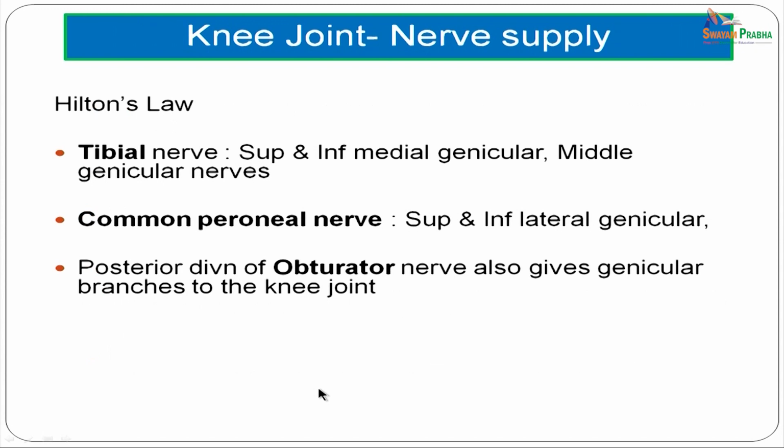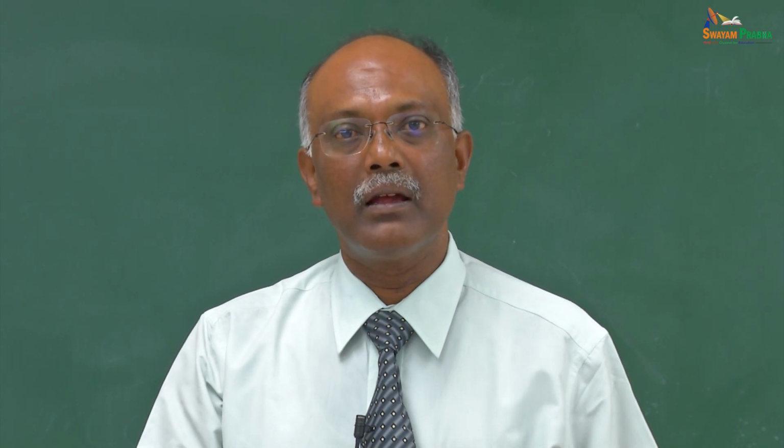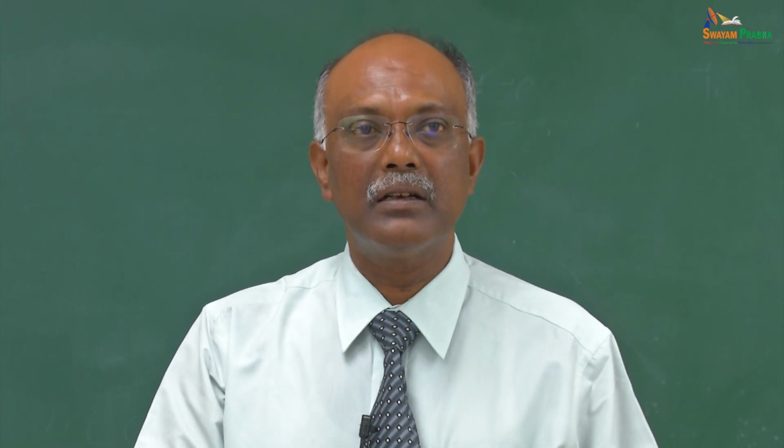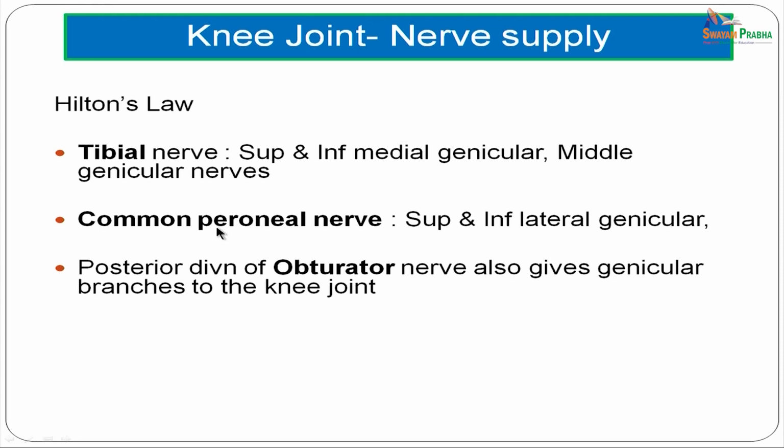Coming to the nerve supply of the knee joint, we all remember Hilton's law, which states that any nerve which crosses a joint gives 2 branches, one branch to the joint and one branch to the skin overlying the joint. The nerves which cross the knee joint include the tibial nerve, the common peroneal nerve, and the posterior division of the obturator nerve.